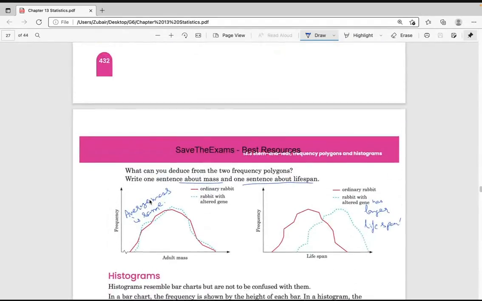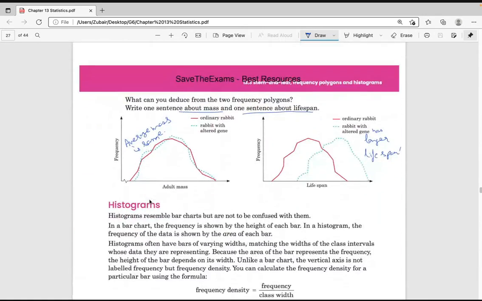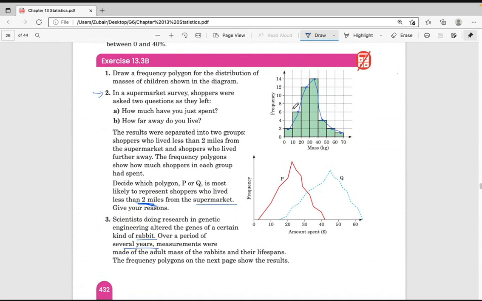So this was about frequency polygon. Now we are moving towards histogram. Before we start histogram, I would like to reflect back on this: the difference between bar graph and histogram.